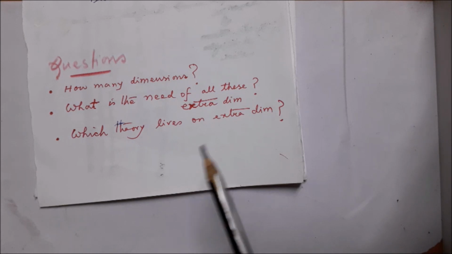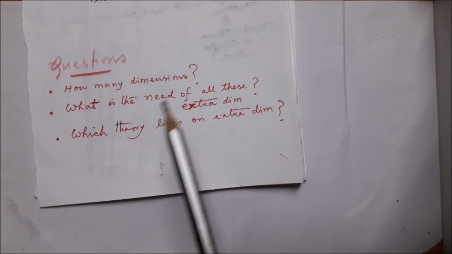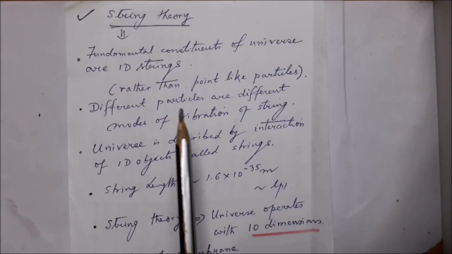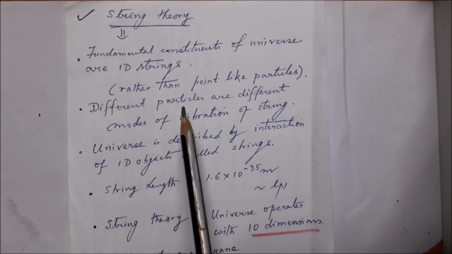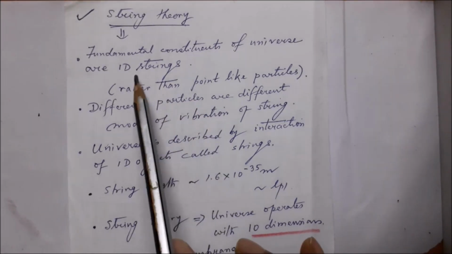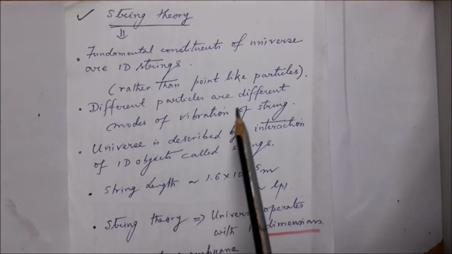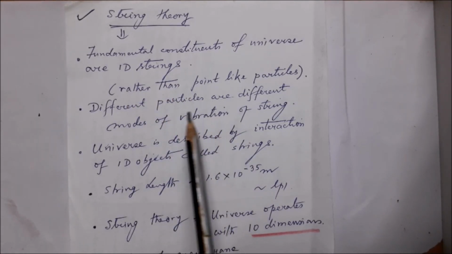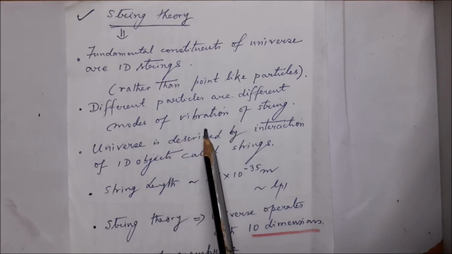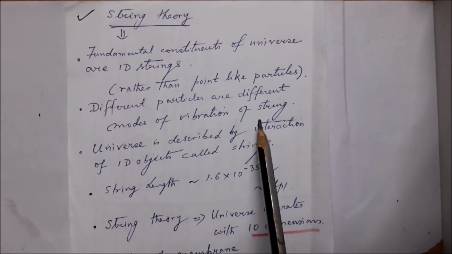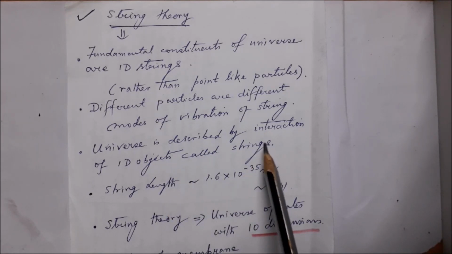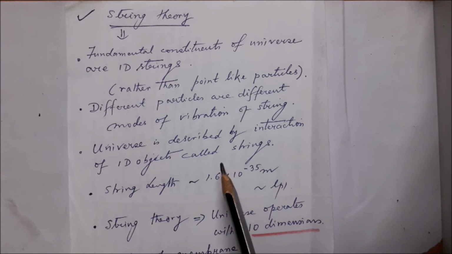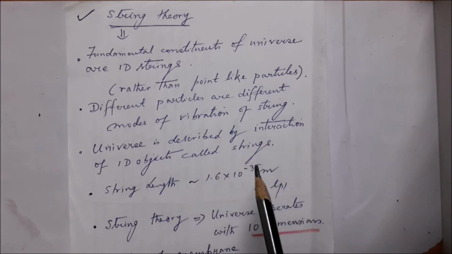Let us start with the name of the theory. We will only answer the questions that have cropped up and not any further. There is a theory called string theory which says that the universe is built out of one-dimensional strings rather than point particles, and different particles are different modes of vibration of the string. So the universe is described by the interaction of 1D strings, and we are not going into it.